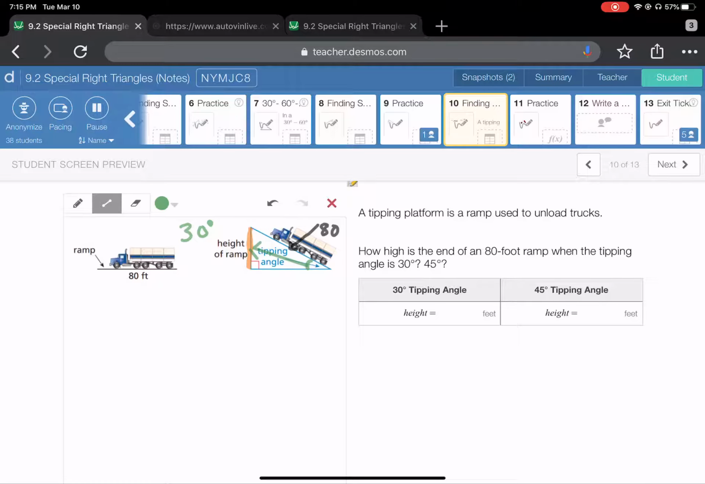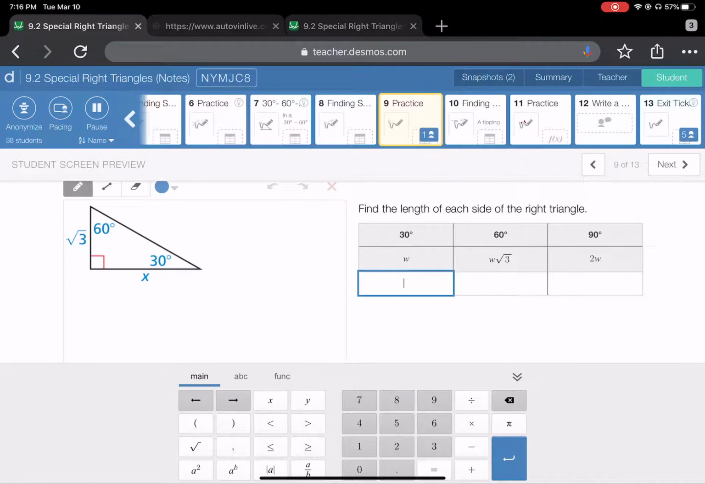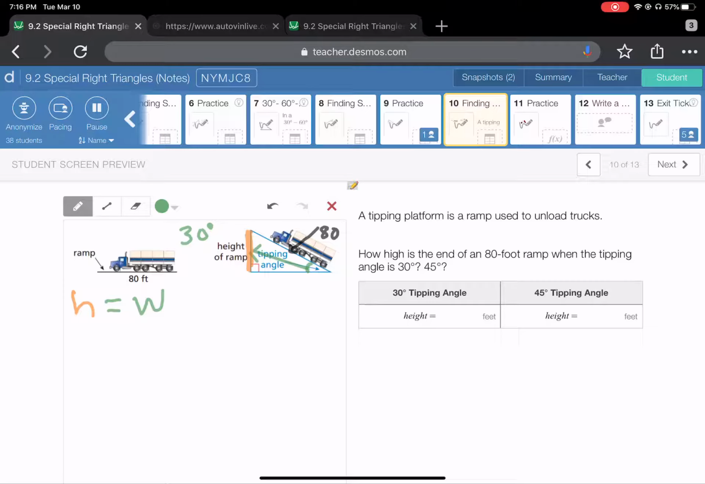Because it's across from 30 degrees, we can say that the height, I'm going to call H, let's color that in orange to color code, which is this height right here, is equal to W. Remember that if we go back here, whatever's across from 30 degrees is equal to W, so we're going to set that equal to W. Two variables doesn't really help us much, so we're going to try to set up something else that gives us a value for W.